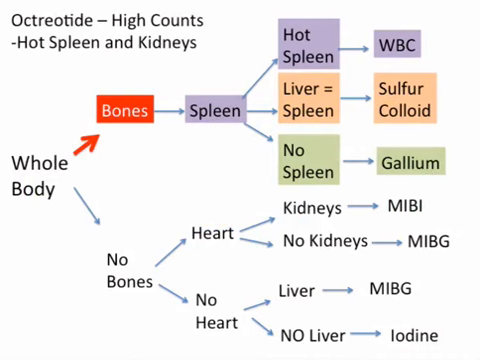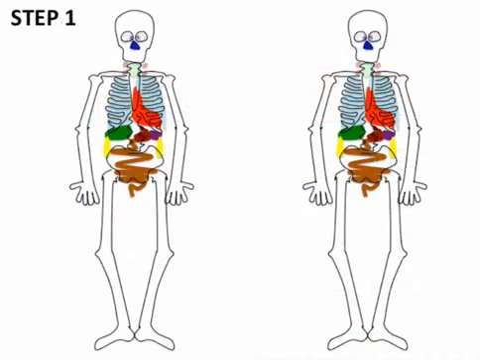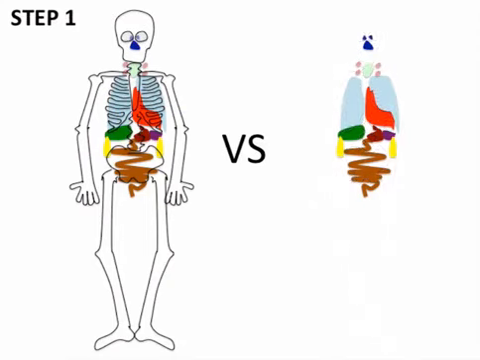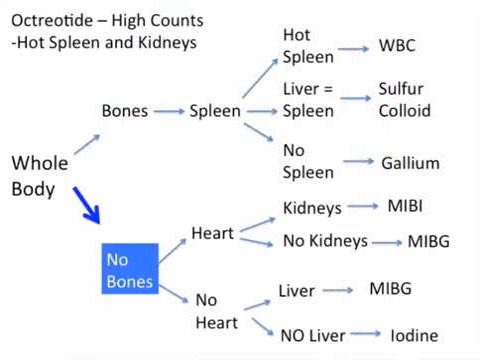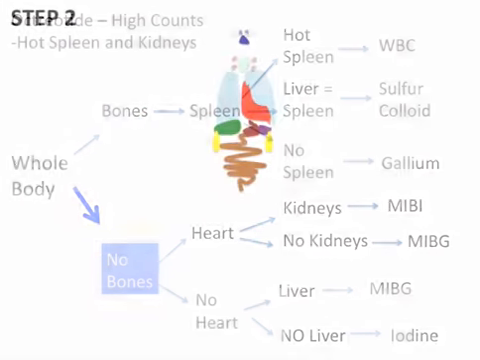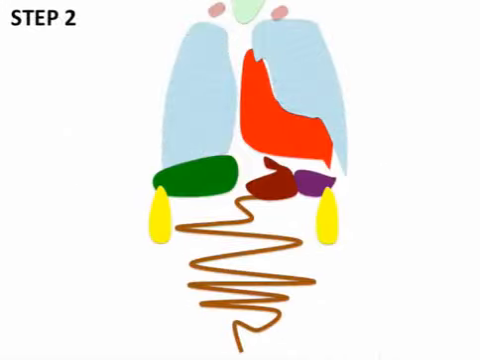Okay, so now let's go down the scenario where you don't have bones. So we'll look at some of those cases. So your first thing you've got to decide is whether or not the patient has a heart. So there's going to be 2 situations where the patient has a heart. There's going to be 2 situations where you don't. So keeping them straight here, this is the way that I do it.